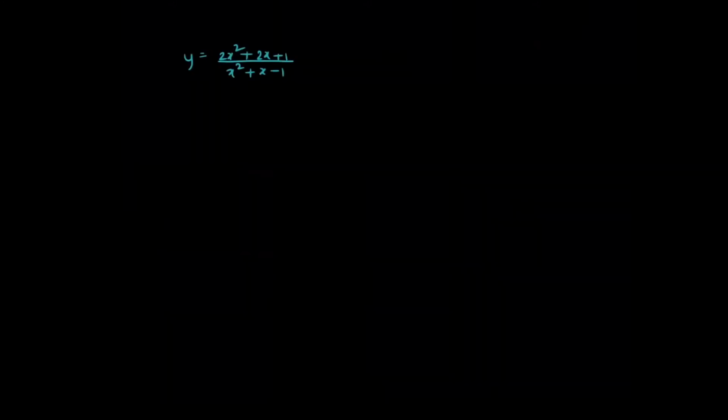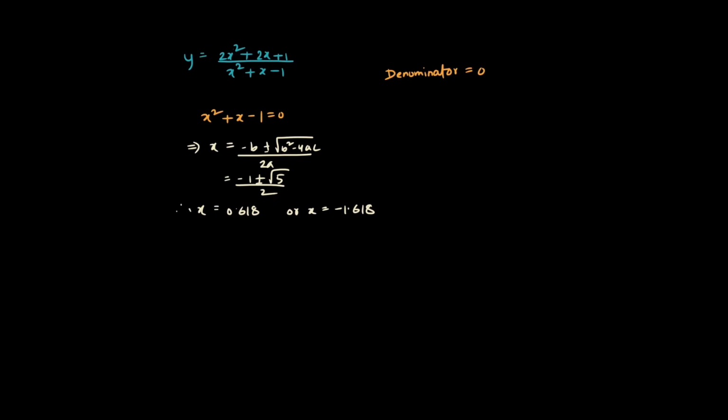Now our first curve for today is y equals 2x squared plus 2x plus 1 by x squared plus x minus 1. And now if you remember, our first step was to find the vertical asymptote. And to do that, we take the values of x where our denominator is 0. So if we take x squared plus x minus 1 equals 0 and solve, we get x equals 0.618 and x equals minus 1.618. So these are two values of x for which our denominator is 0.